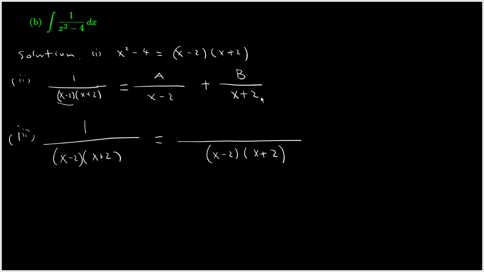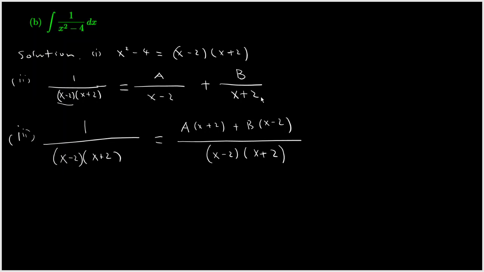After getting common denominators, all we need is to add the numerators, right? I think on the numerator you have a times x minus 2, plus b times x plus 2. Right. Any questions on that? I think all of you know this.